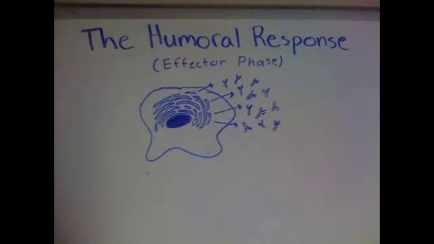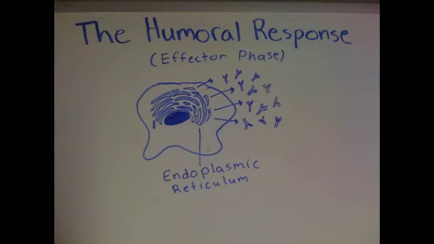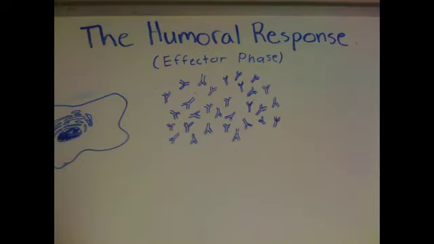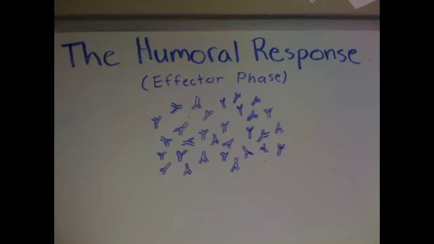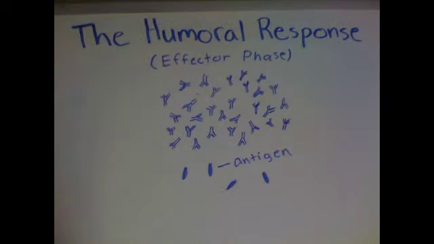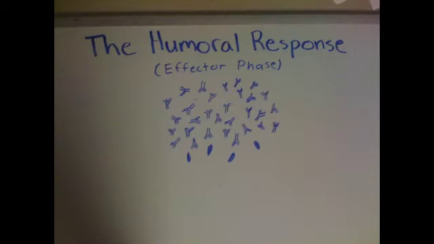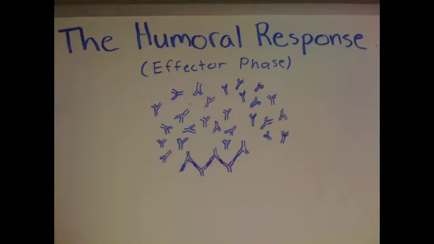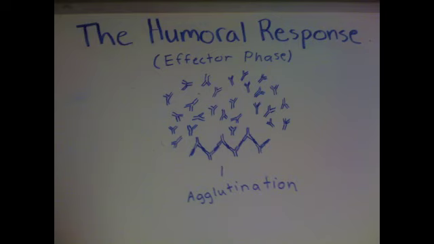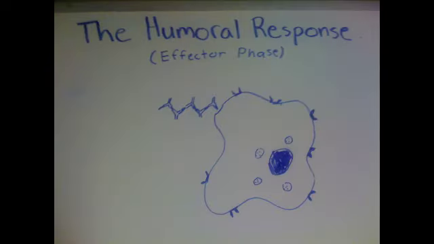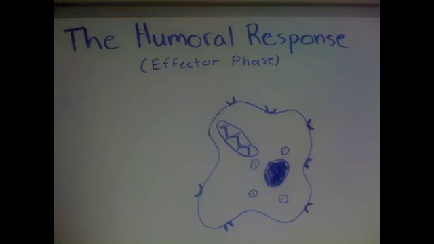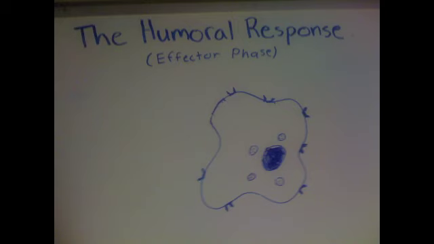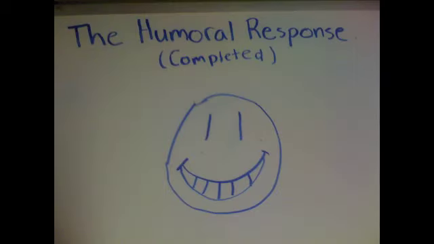These plasma cells have a lot of endoplasmic reticulum, which allows them to produce large amounts of antibodies specific to the original antigen. These antibodies then bind to the antigens in a process called agglutination. Agglutination forms long chains of antigens and prevents them from causing any damage. After, macrophages then come and destroy the agglutinated complex, and the body is rid of the antigen. The humoral response is now complete.